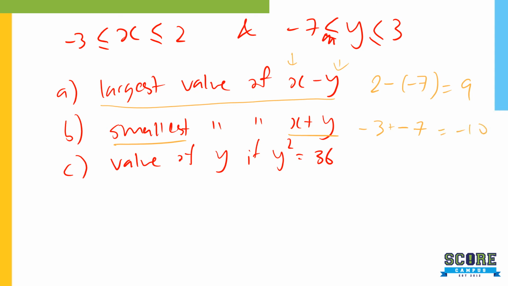Value of y if y squared equals 36. If you square root 36, you know that you get plus or minus 6. But there's no plus 6 in y, so the value of y will be minus 6. This is the other type of inequality question that you will get, and that's it. That's why inequalities is very easy. Once you understand all these things, it's done.